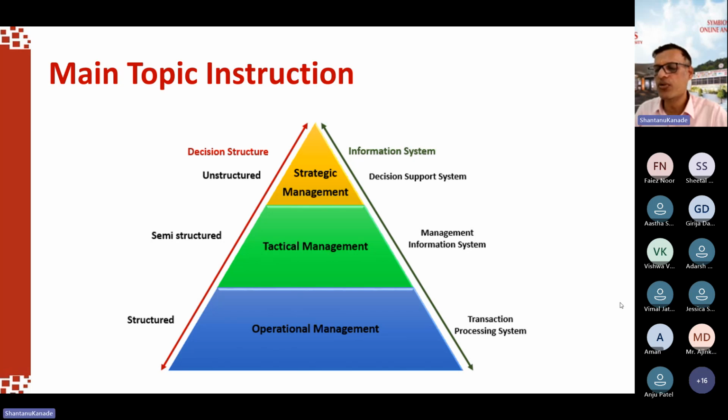So I hope you understood today the basic concept of information system, how organization structure is divided into horizontal levels, top level, middle level, bottom level, how structured and unstructured decisions are taken at different levels, and the components of information system, input, process, and output. And there is a feedback mechanism. Is it clear? Any questions, any queries here?